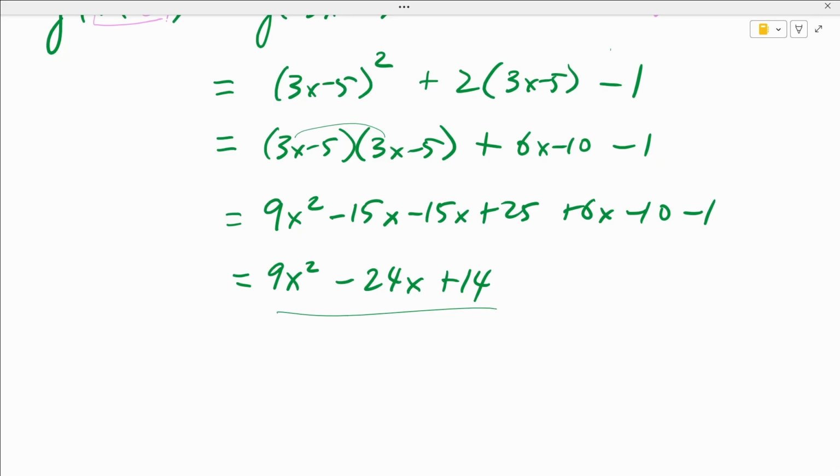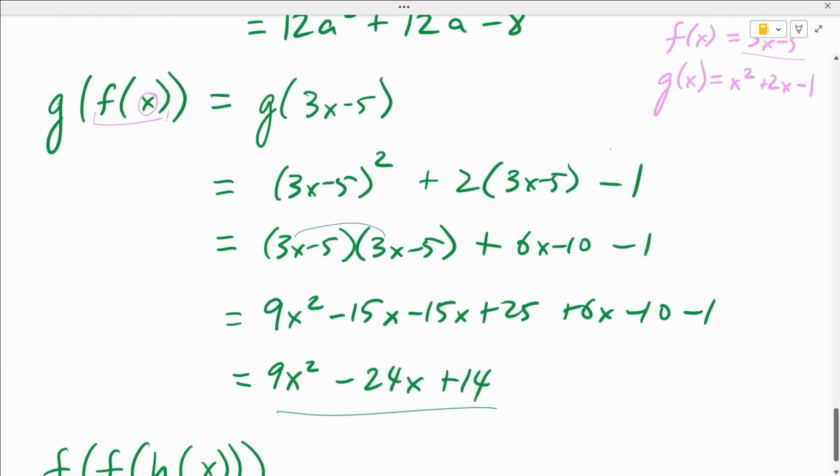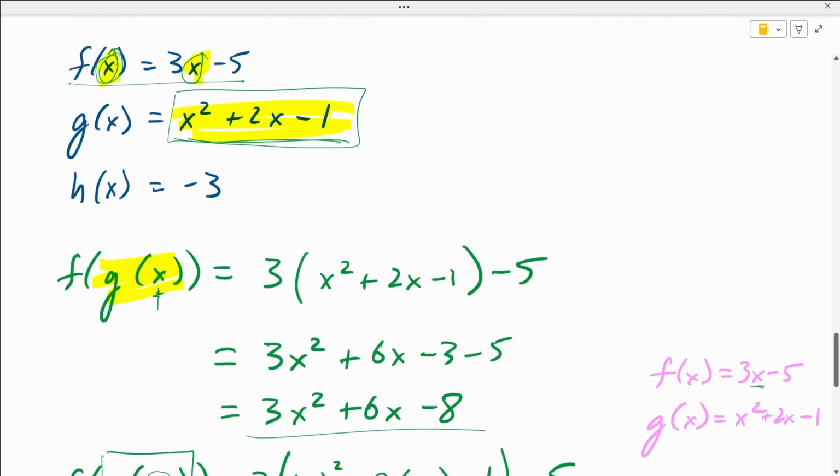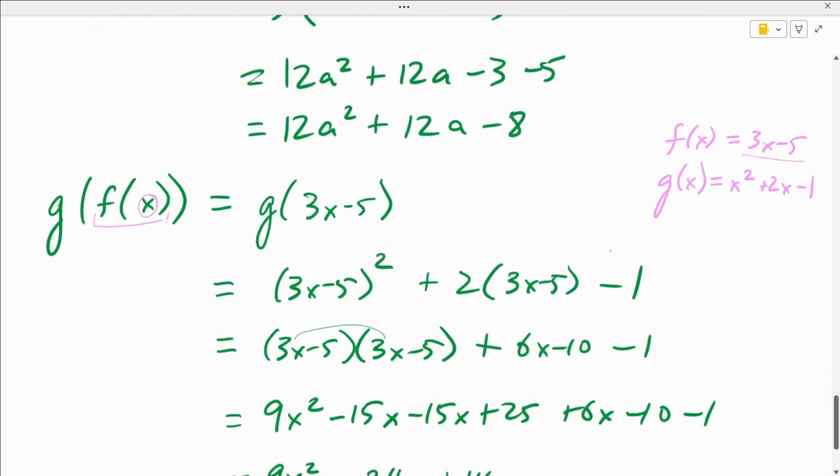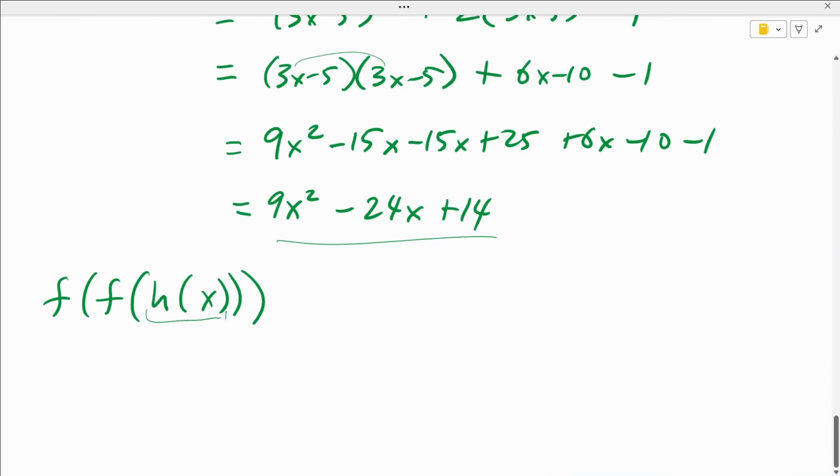Now, what about f of h of x? Well, we're going to put in an input of x into the function h. But when we look up here, remember h is kind of funny. No matter what the input is, the output is always the same, negative 3. So in fact, this output here will be negative 3. So this is the same as f of negative 3. h of x always gives an output of negative 3, no matter what x is.